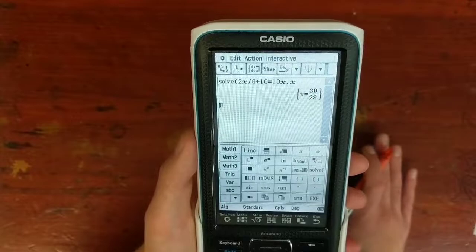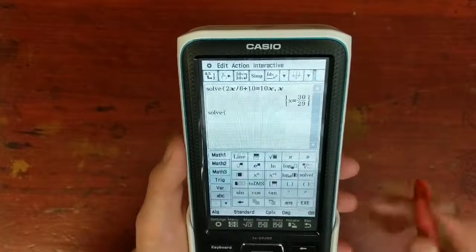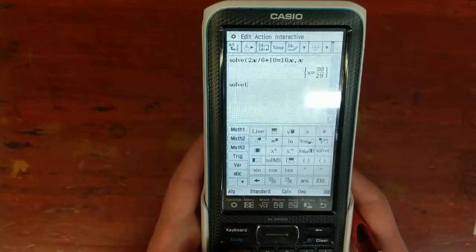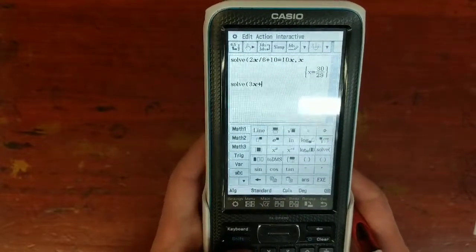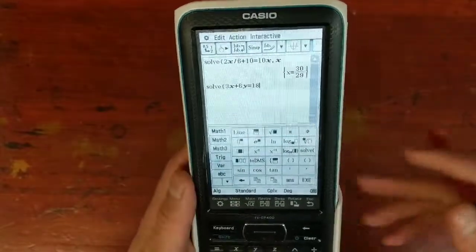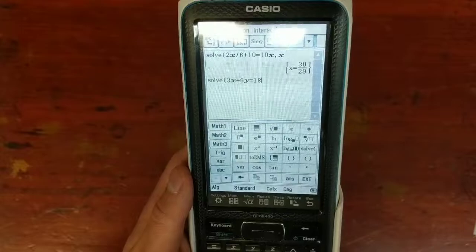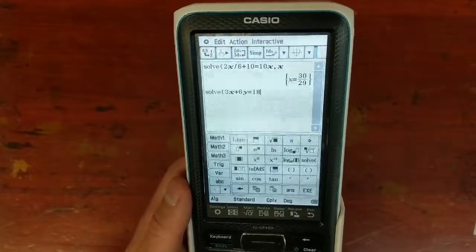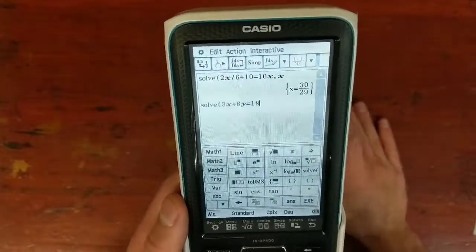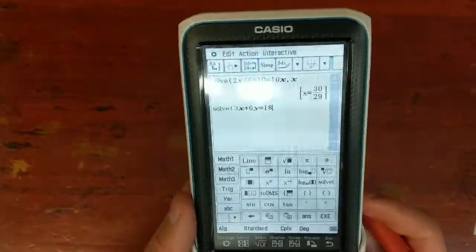Okay. The second thing that we can use solve for, and this we haven't seen yet, is using it to rearrange linear equations. So let's say I've got something like 3x plus 6y equals 18. We know that could be rewritten in the form y equals mx plus c. But at the moment it's not in the form y equals mx plus c. And over the last week we've been rearranging that by hand to put it in the form y equals mx plus c. But I can also just use the solve function of my calculator to do it.